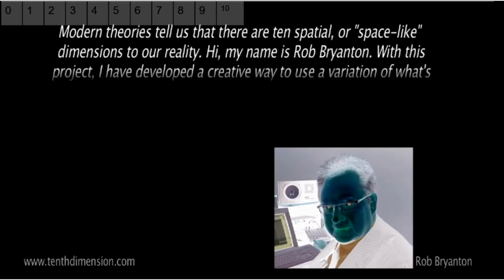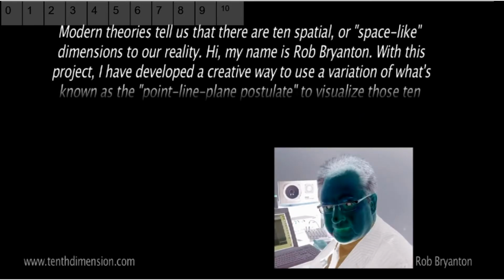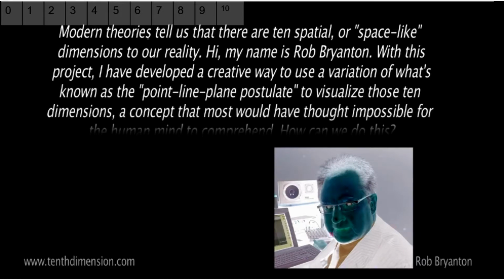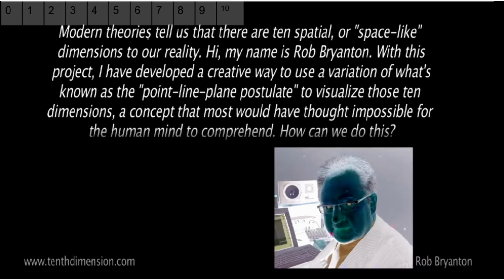With this project, I have developed a creative way to use a variation of what's known as the point-line plane postulate to visualize those 10 dimensions, a concept that most would have thought impossible for the human mind to comprehend. How can we do this? We start with a point. Like the point we know from geometry, it has no size, no dimension. It's just an imaginary idea that indicates a position in a system. A second point, then, can be used to indicate a different position, but it, too, is of indeterminate size.